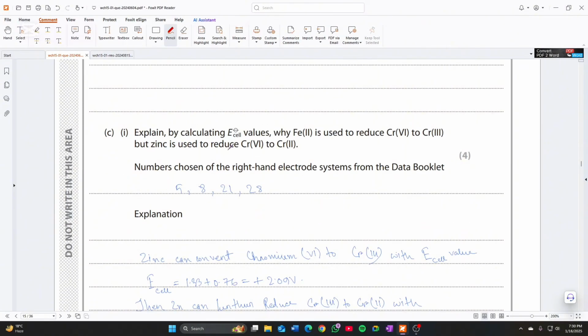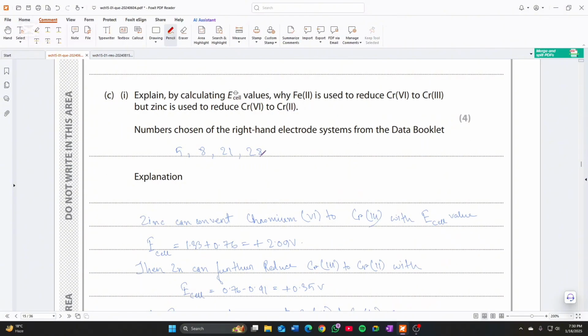Explain by calculating E cell values why Fe2 plus ions is used to reduce chromium 6 to chromium 3, but zinc is used to reduce. If you go to your data booklet, you will find the relevant equations. We need Fe2 plus to Fe3 plus, and we need Zn to Zn2 plus, and we need any 2 reactions for chromium, one for chromium 6 to chromium 3 and one for chromium 3 to chromium 2. So these numbered standard electrode potential reactions, 5, 8, 21, 28, are our necessary reactions.